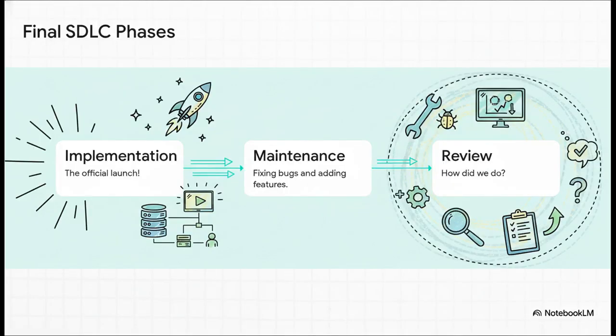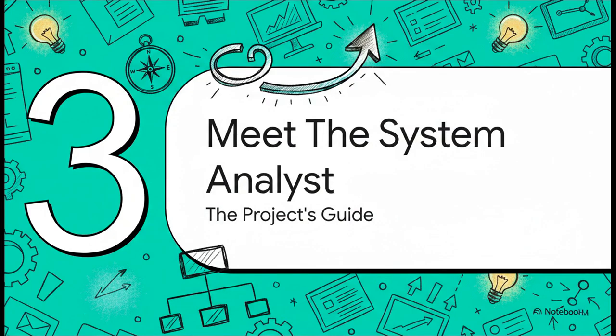Okay, the last 3 phases really wrap everything up and bring it home. Phase 6, system implementation, that's the big launch day, getting the software out into the wild. Phase 7 is system maintenance, which is all the ongoing work, fixing bugs, helping users, adding new features. And finally, Phase 8, system review. This is where the team looks back at the whole project and asks, how'd we do, and what can we do better next time? So, we've walked through the entire process, all 8 phases.